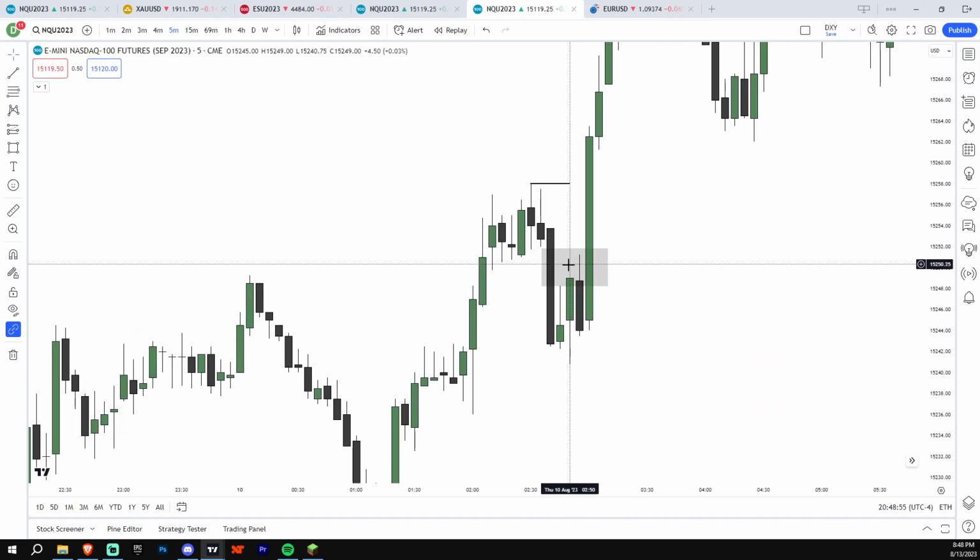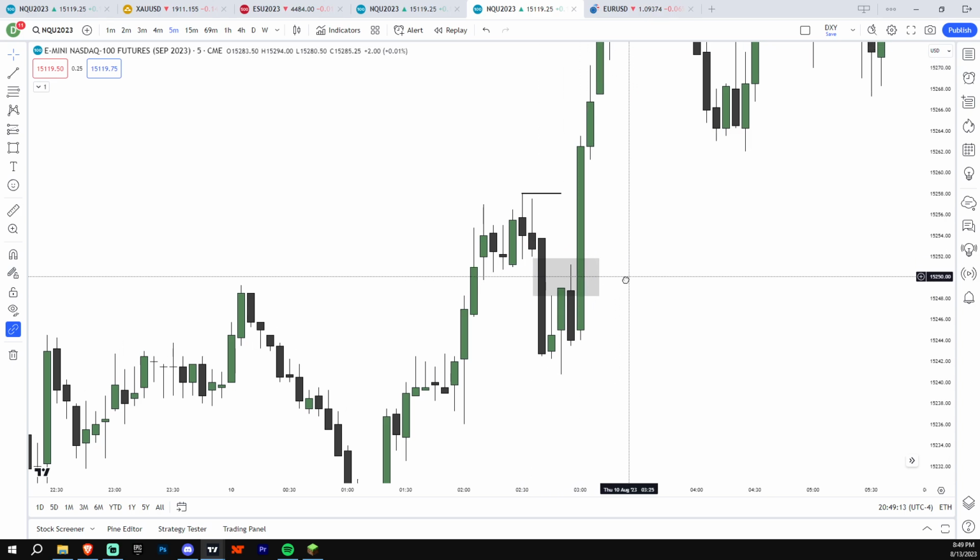So this is a market structure shift. Does everyone understand that this is also a market structure shift? Okay, good. So this is a market structure shift. For anyone confused, an inverse is a market structure shift.